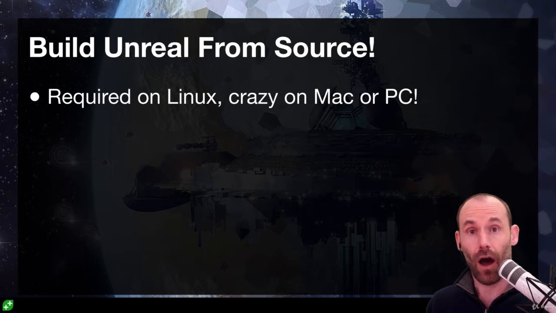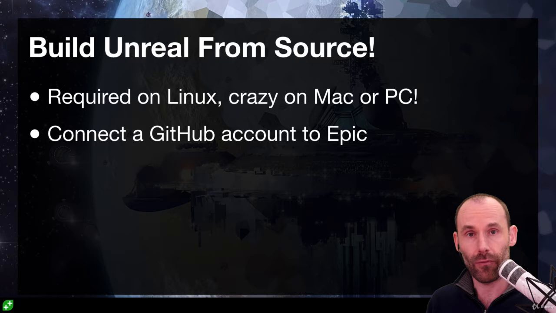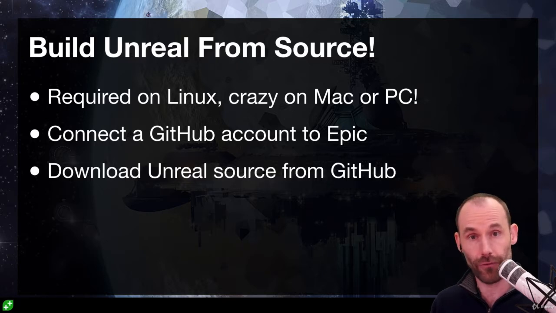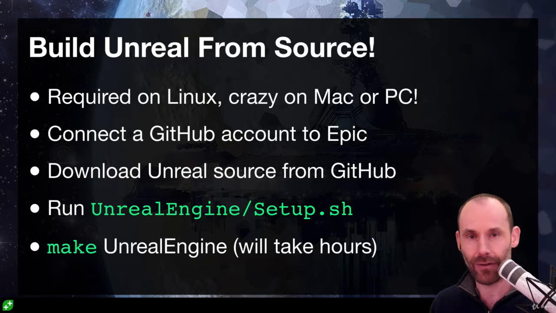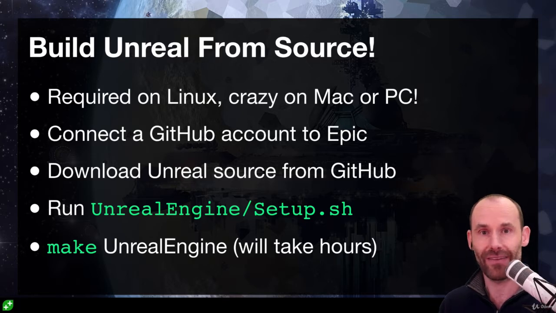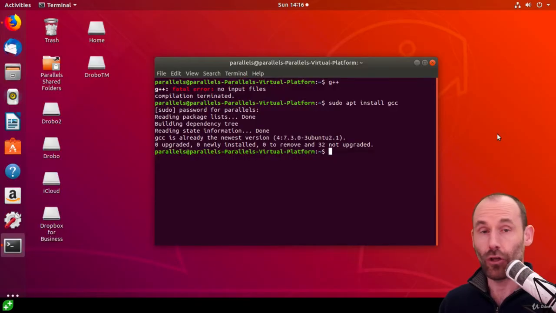We're going to connect our GitHub account, and make one if we don't have one, to Epic Games. We're going to download the Unreal source code from GitHub. We're then going to run a setup file, which is going to be quite quick, and then we're going to actually make the engine, and that's very, very slow. It's going to take many hours. You're going to need, I would suggest, a minimum of 4 gig, ideally 16 gig of RAM. Be prepared that this is going to be a big, slow process, but of course necessary to get the engine running. So how do we do it?